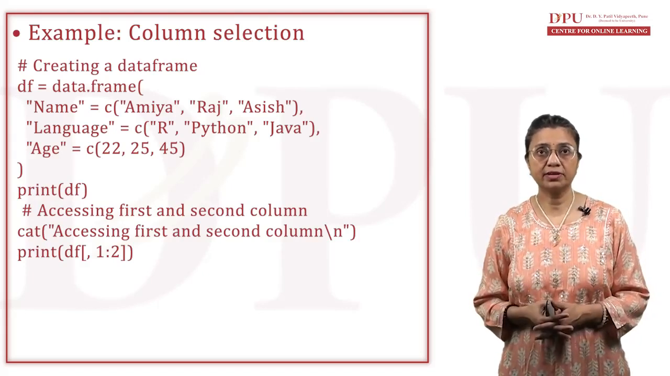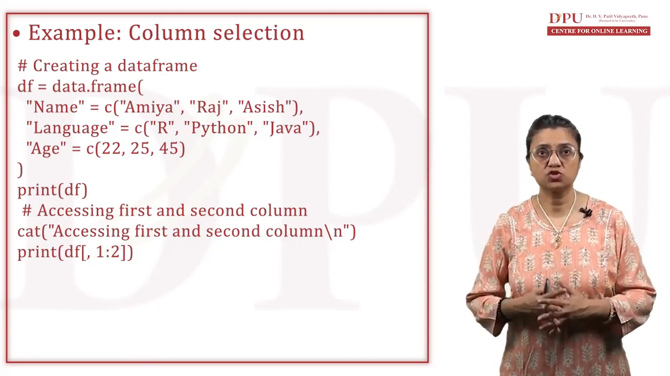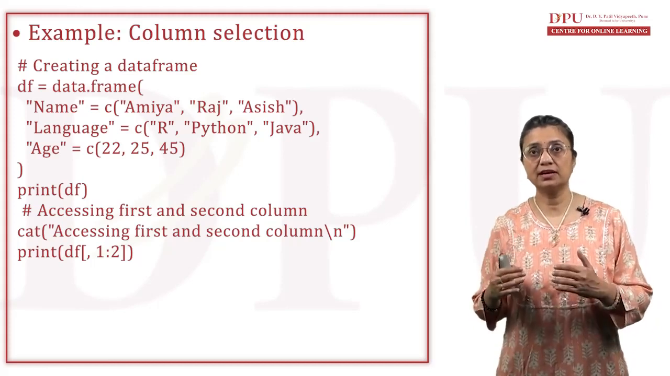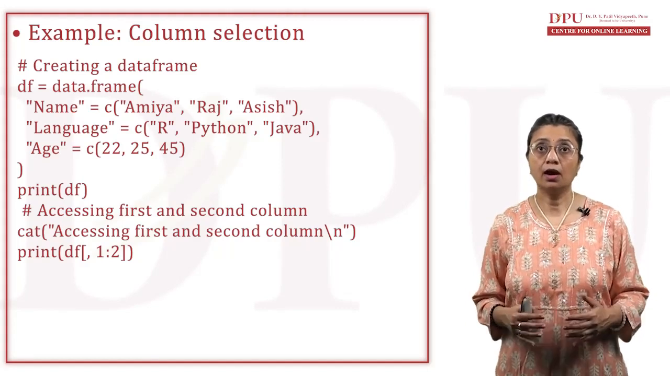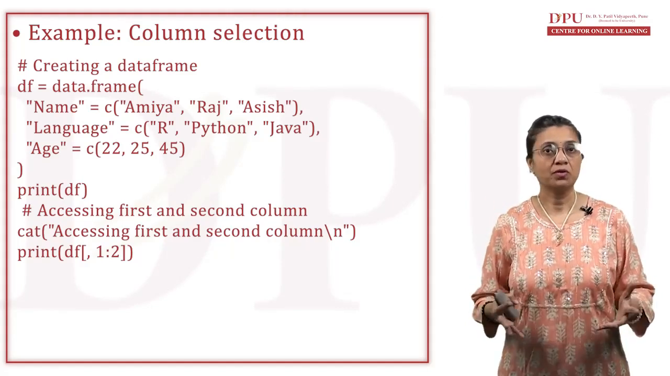So creating a data frame, you can say data.frame and within brackets I write name, language and age, and then I print df. So you can see I've printed df and in the df I get Amya, Raj and the third one, which is Ashish. Now I want to select just one column or 2 columns. What will I do? Very simple.